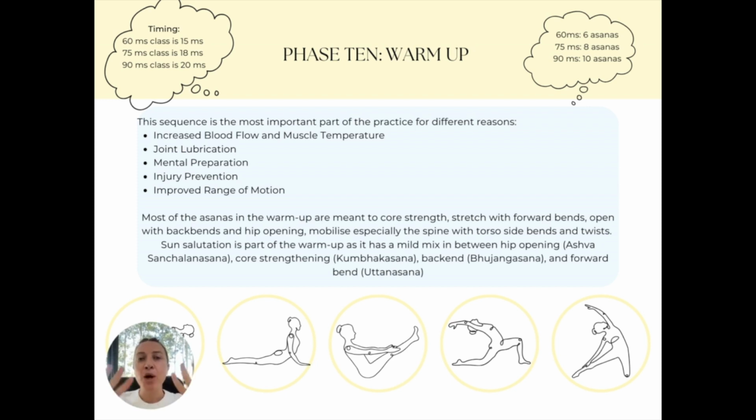Phase number 10, warm up. Normally, the timing for a 60 minutes class, the warm up will be like 15 minutes, which is normally 6 asana. Then for 75 minutes is 18 minutes for a warm up, and normally it's 8 asanas. And then 90 minutes class, which is 20 minutes warm up, it's 10 asanas. I know it sounds a lot, but it's actually not.